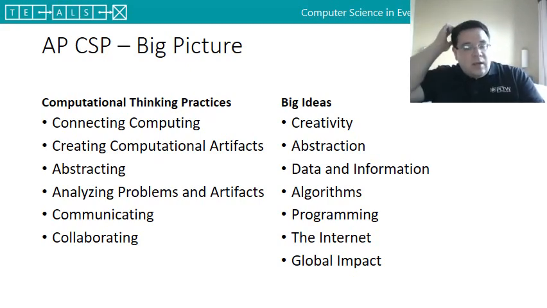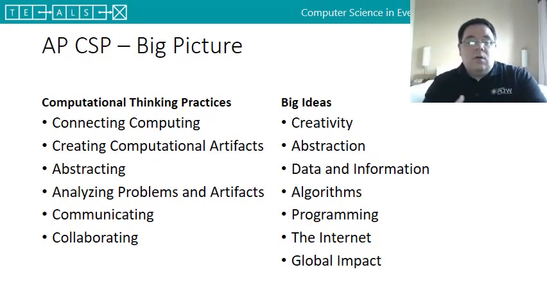The big ideas then are the concepts or the content that's going to make up the computer science principles course and the basis of computer science. Creativity is one of the big ideas, and there's lots of opportunities in the course for students to express creativity with projects that they're working on and explore different creative avenues through computer science tools.